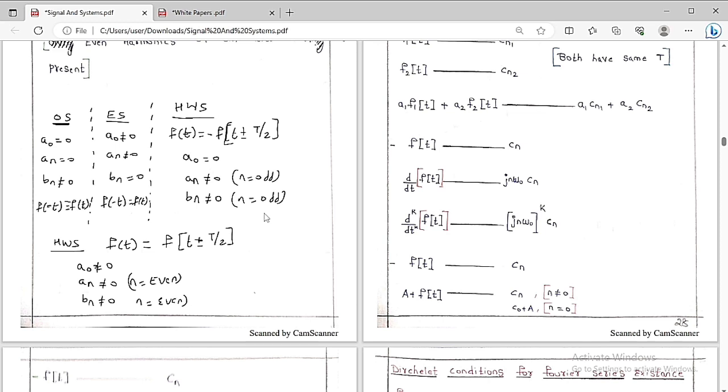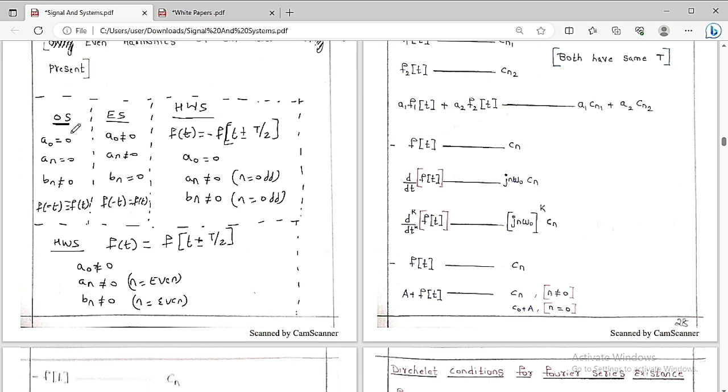So this is what I'm trying to tell you. I want you to remember all these things. These 4 signal properties you always have to keep in your mind. Then, for any signal, you can easily figure out the simplified Fourier series coefficients. So listen carefully.